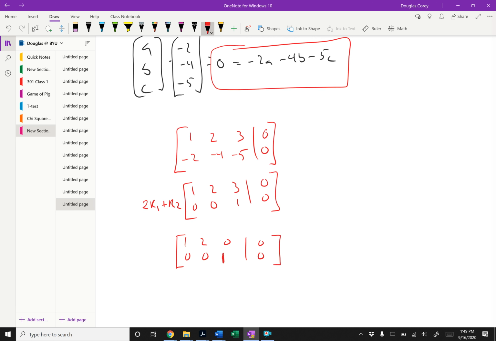So, and now I can think about what this solution means. I know automatically that C has to equal 0, because if I translate that line back into an equation, I have no A's, I have no B's, I have one C, and it equals 0. I can also translate the upper line to 1x plus 2y equals 0.